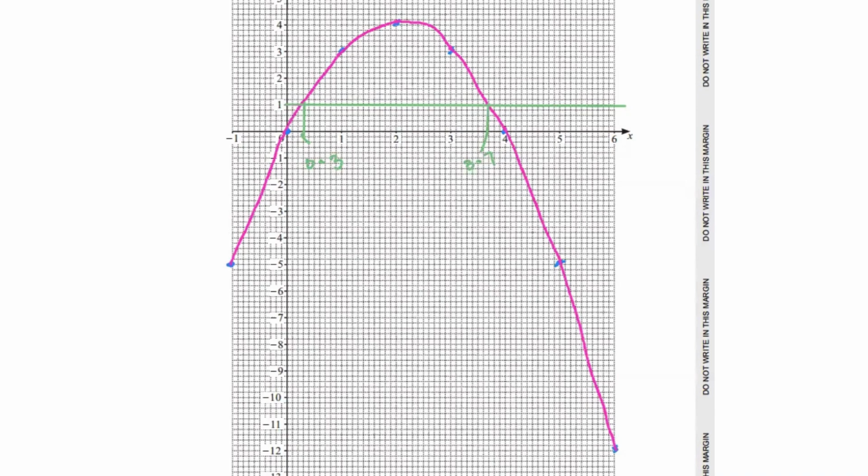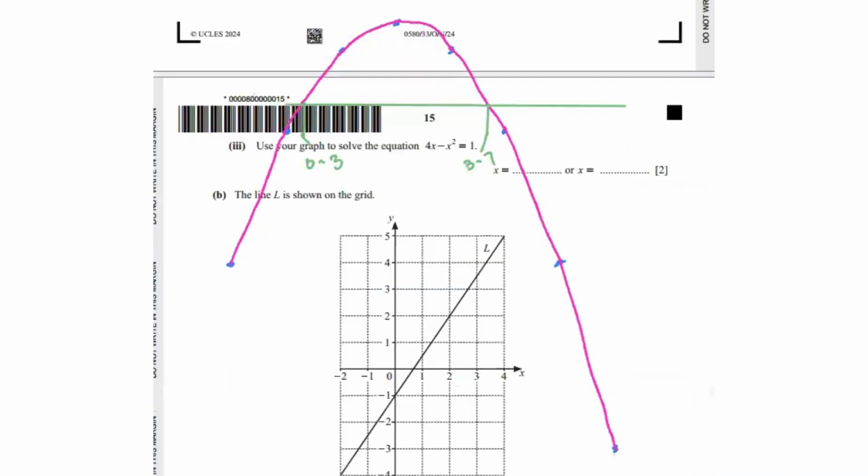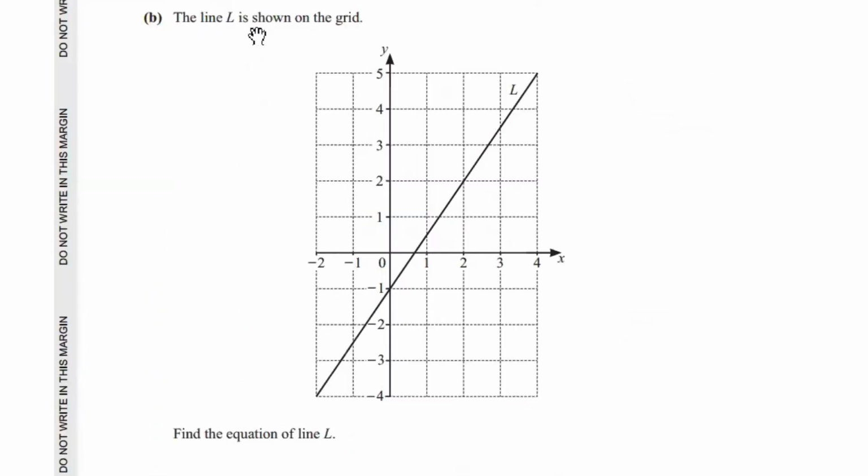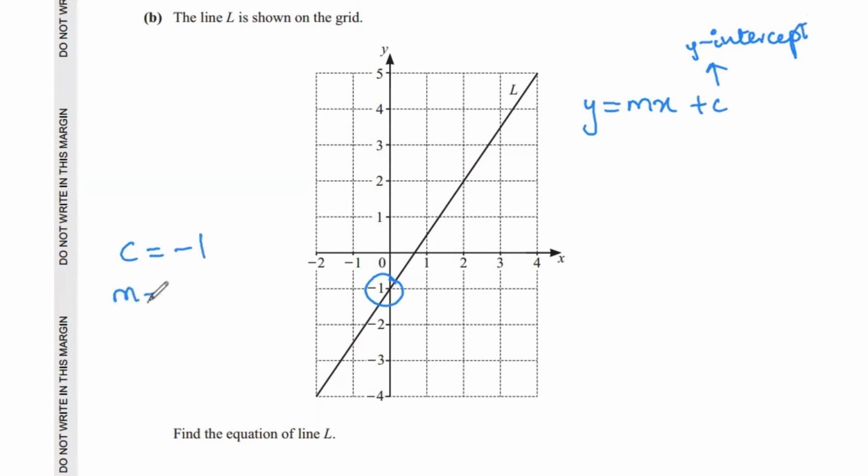Then they're asking us, okay, then we don't need this graph. The line L is shown on the grid. Find the equation of line L. So for line L, slope-intercept form is y equals mx plus c, c being the y-intercept and m being the slope. So based on the graph, our y-intercept is -1, c is -1, and slope is basically rise over run.